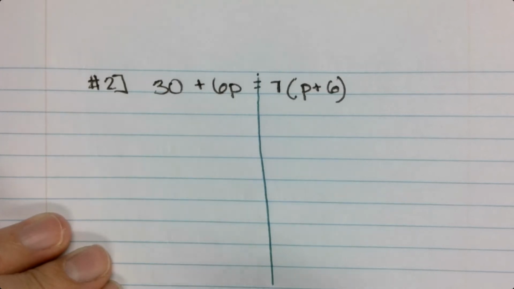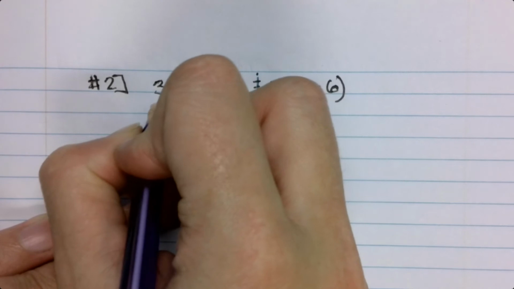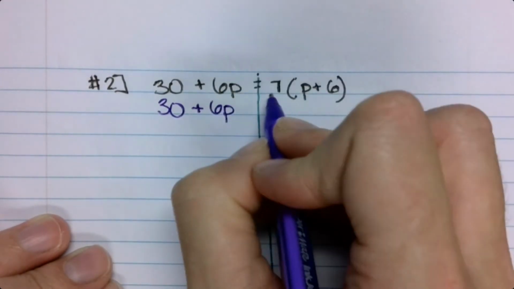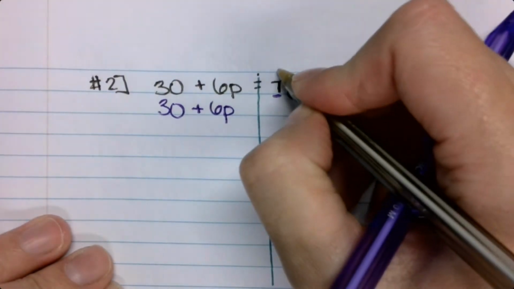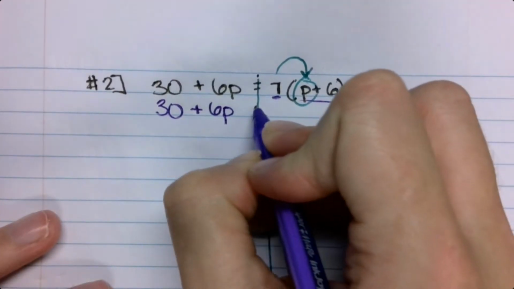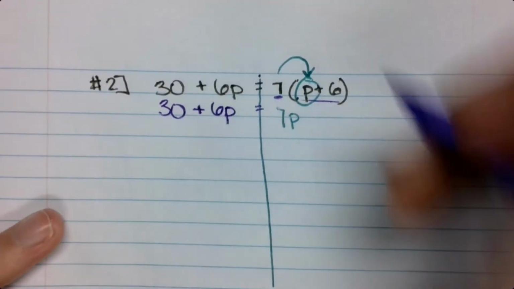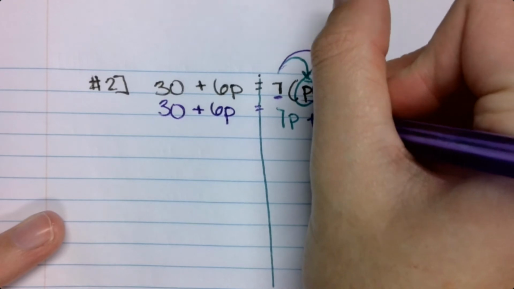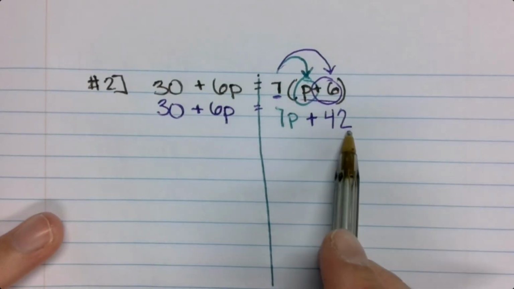Our second step is to distribute. There's nothing on this side to distribute, so I'm just going to bring this puppy down. All right, this side has a number outside of parentheses though, so let's distribute. So I have 7 times p, which is 7p. And then I have 7 times positive 6, which is positive 42. So I have 7p plus 42.